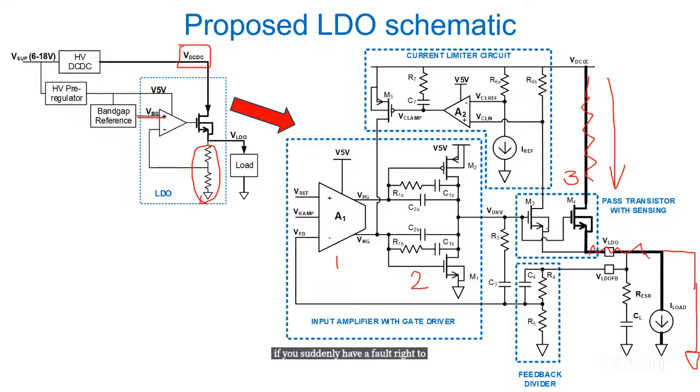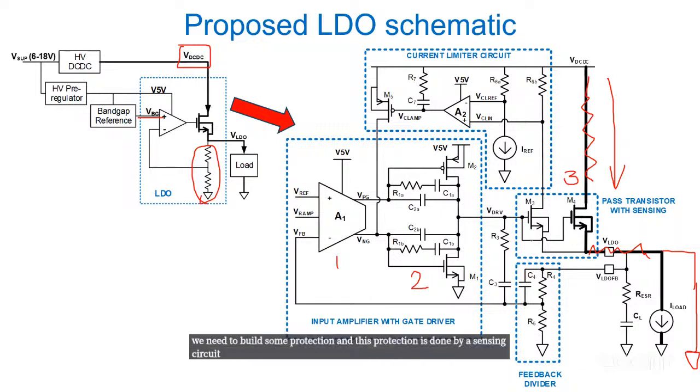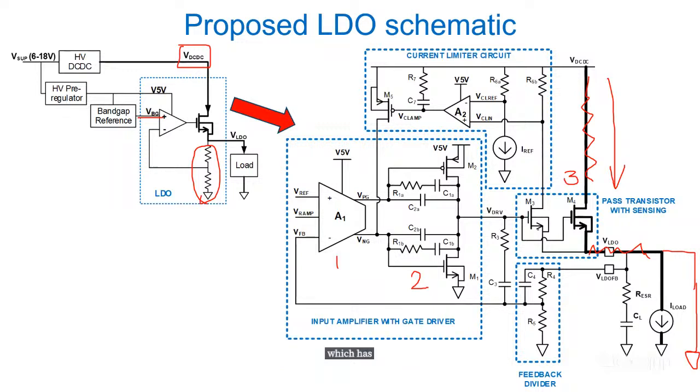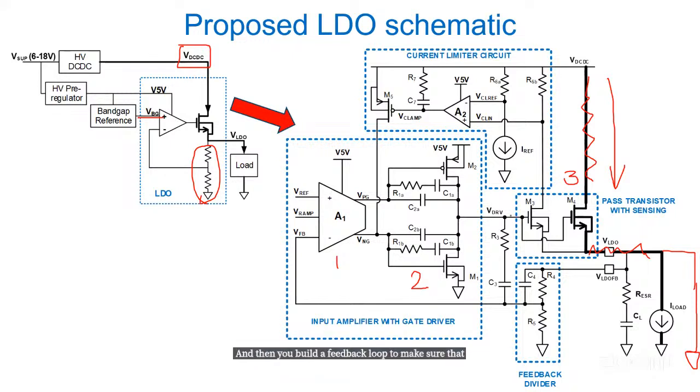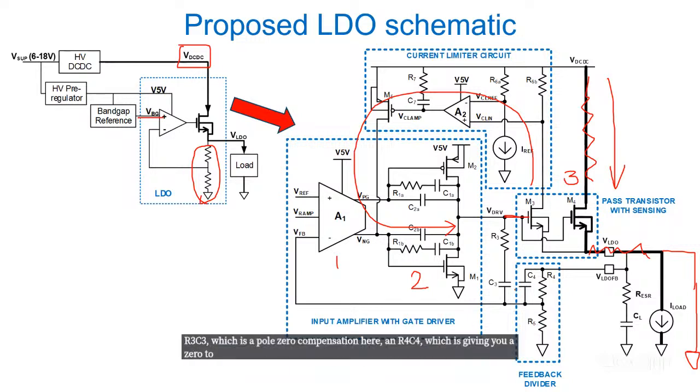To prevent this, we need to build some protection, and this protection is done by a sensing circuit. The M3 transistor, which has a common gate connection and common source connection, is now sensing the current in the output load. Then you build a feedback loop to limit the gate. What this loop will do is make sure that you are regulating the V drive so that it does not exceed a certain point. So this will limit the current. And of course, you can see that there are R3, C3, which is a pole-zero compensation here, and R4, C4, which gives you a zero to stabilize the LDO.